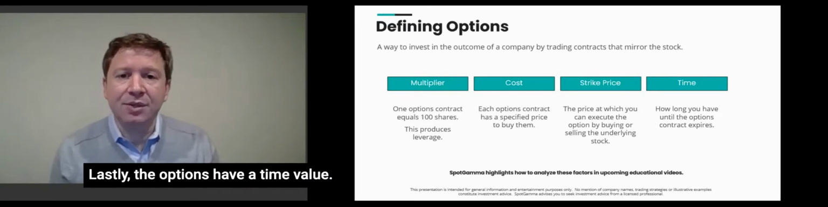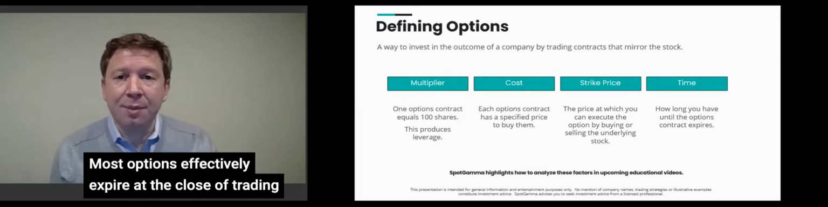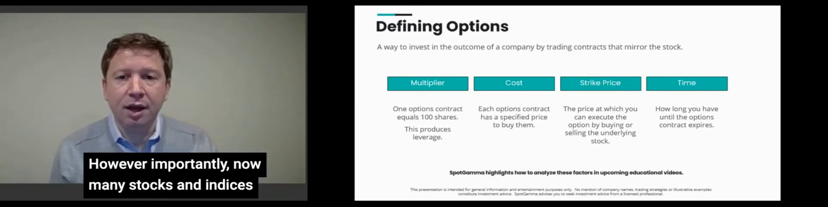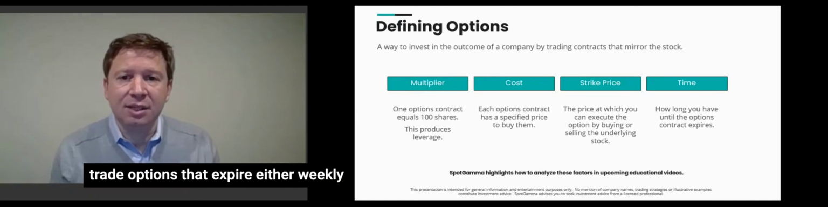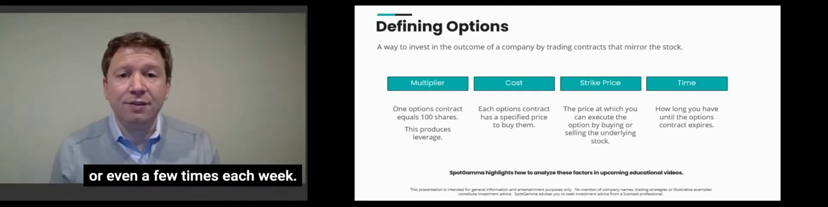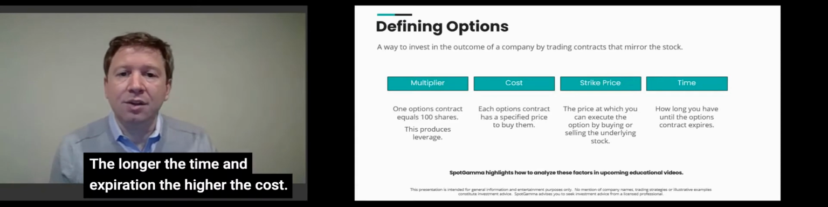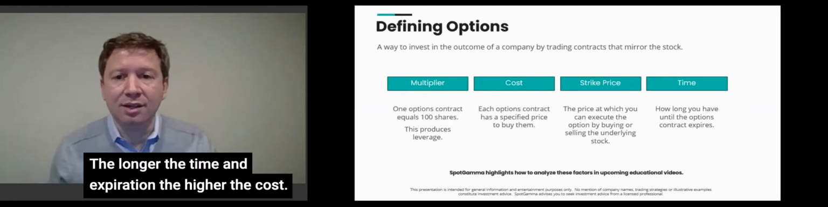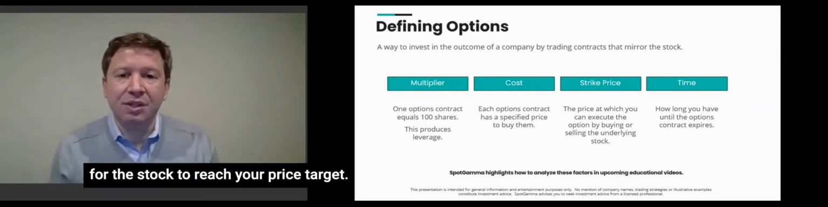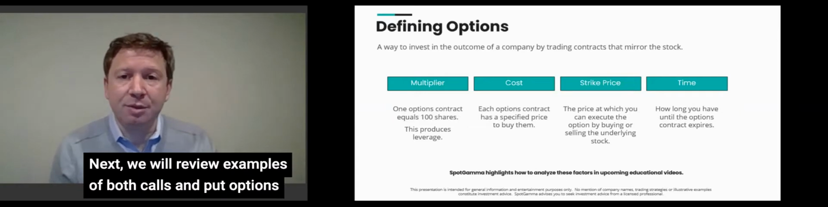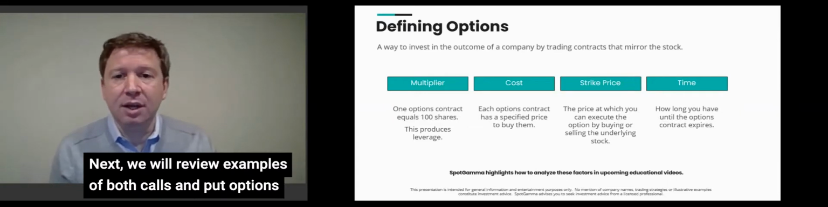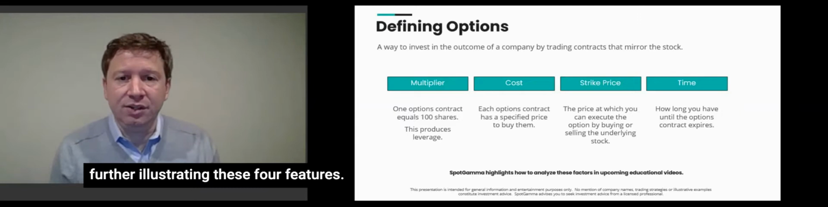Lastly, the options have a time value. Most options effectively expire at the close of trading on the third Friday of the month. However, importantly, now many stocks and indices trade options that expire either weekly or even a few times each week. The longer the time to expiration, the higher the cost, because it gives you more time for the stock to reach your price target. Next, we will review examples of both calls and put options, further illustrating these four features.